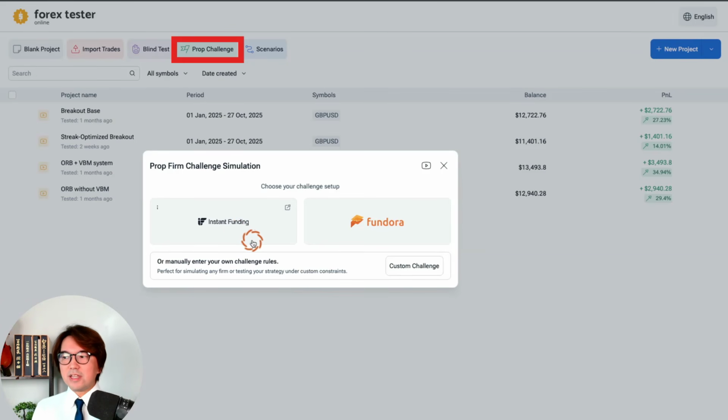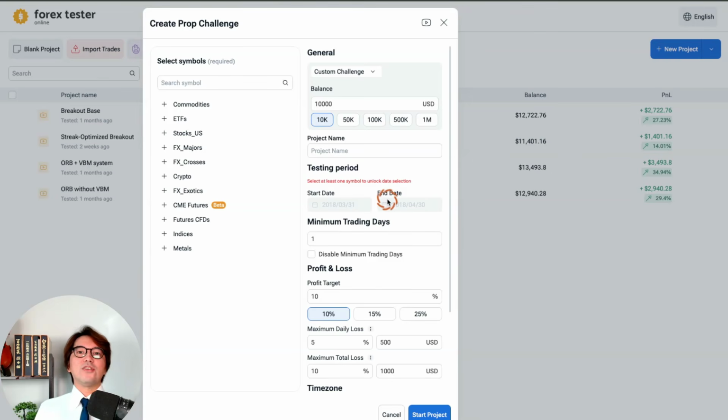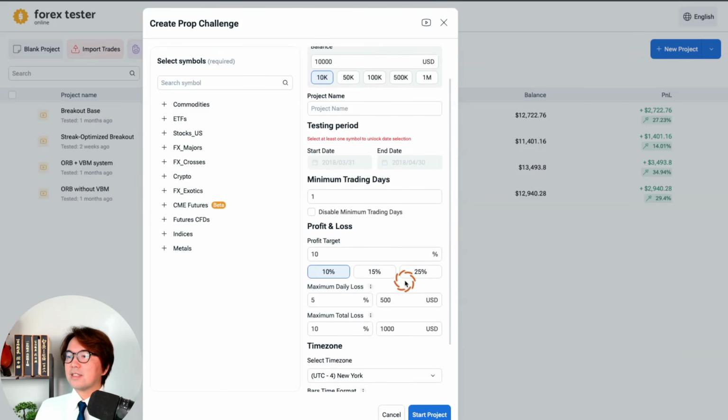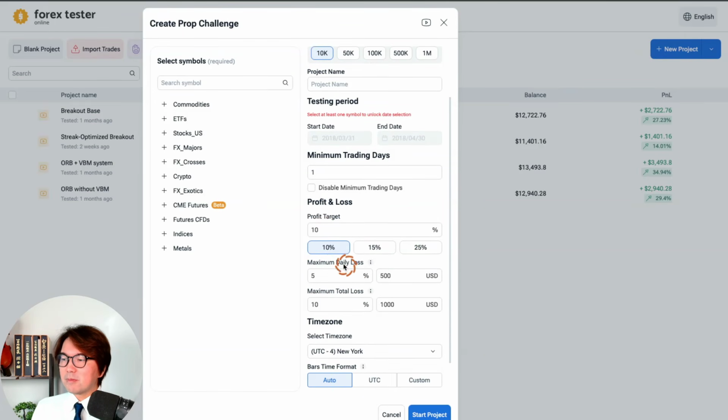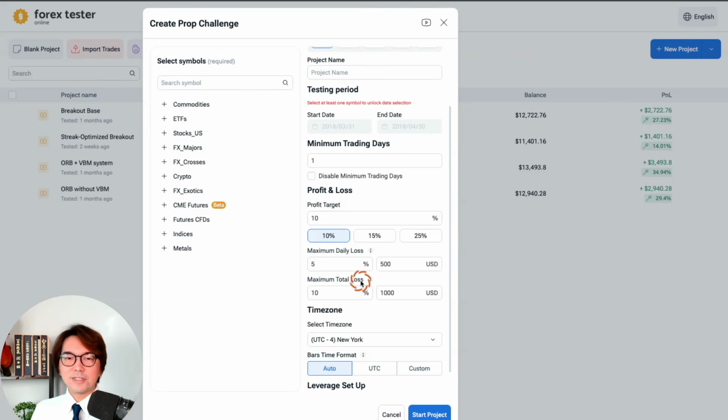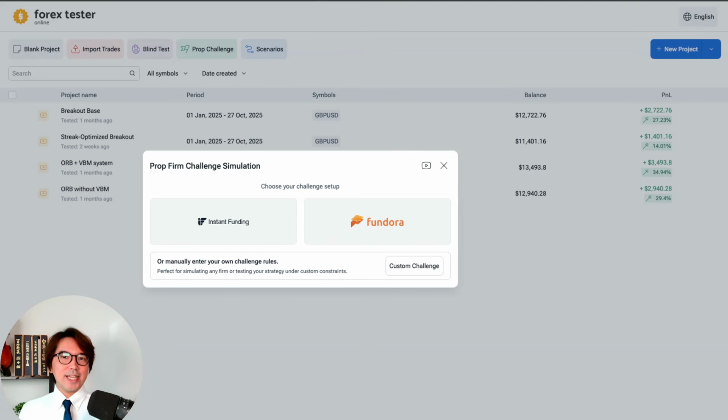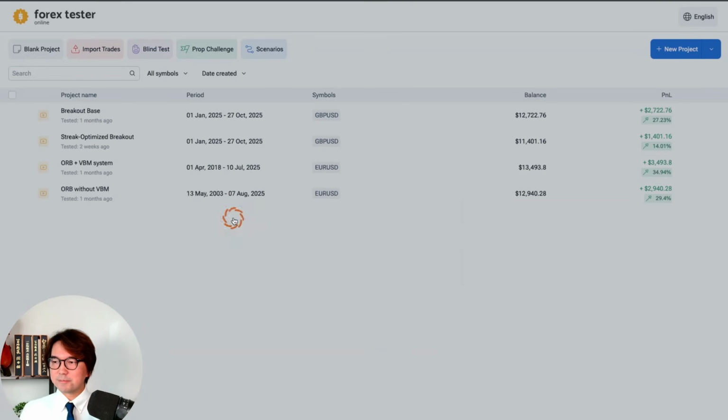By selecting custom challenge over here at the bottom right or manually changing the parameters, on the right side you can create the exact same environment as FTMO by, for example, changing the testing period and minimum trading days, and profit target, maximum daily loss, maximum total loss. You can change these settings to custom and exactly replicate the real challenge in FTMO. In this video, let me simply select one of the funding programs.